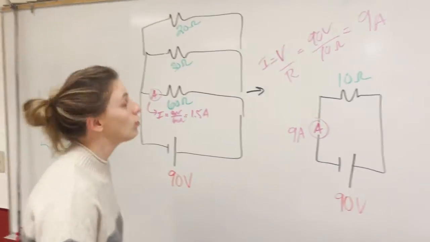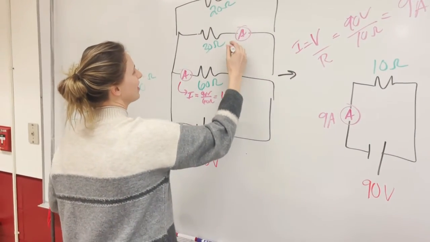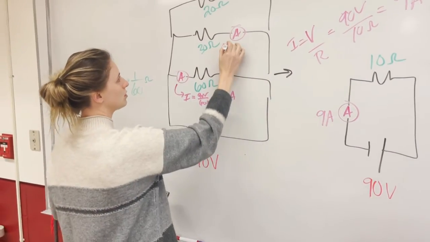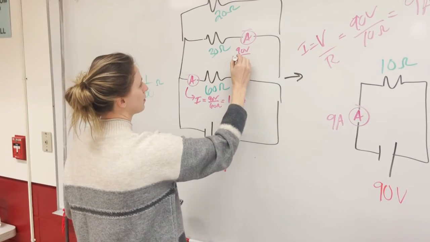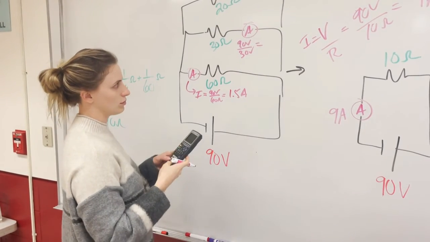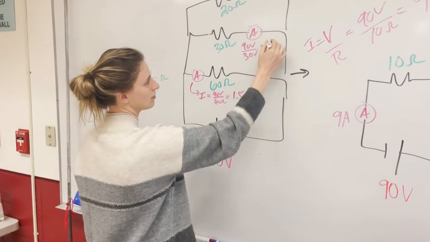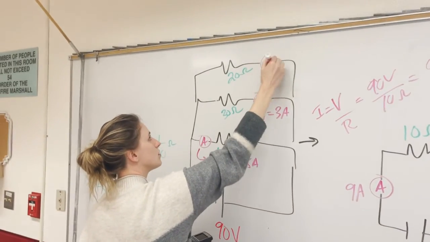Now I'll keep going here. So, put the ammeter over here this time. Doesn't matter. Okay, so what's our voltage? 90 volts. What is our resistance here? It's 30 ohms. Is that 3 amps? I think it's going to be 3. That's 3, right?